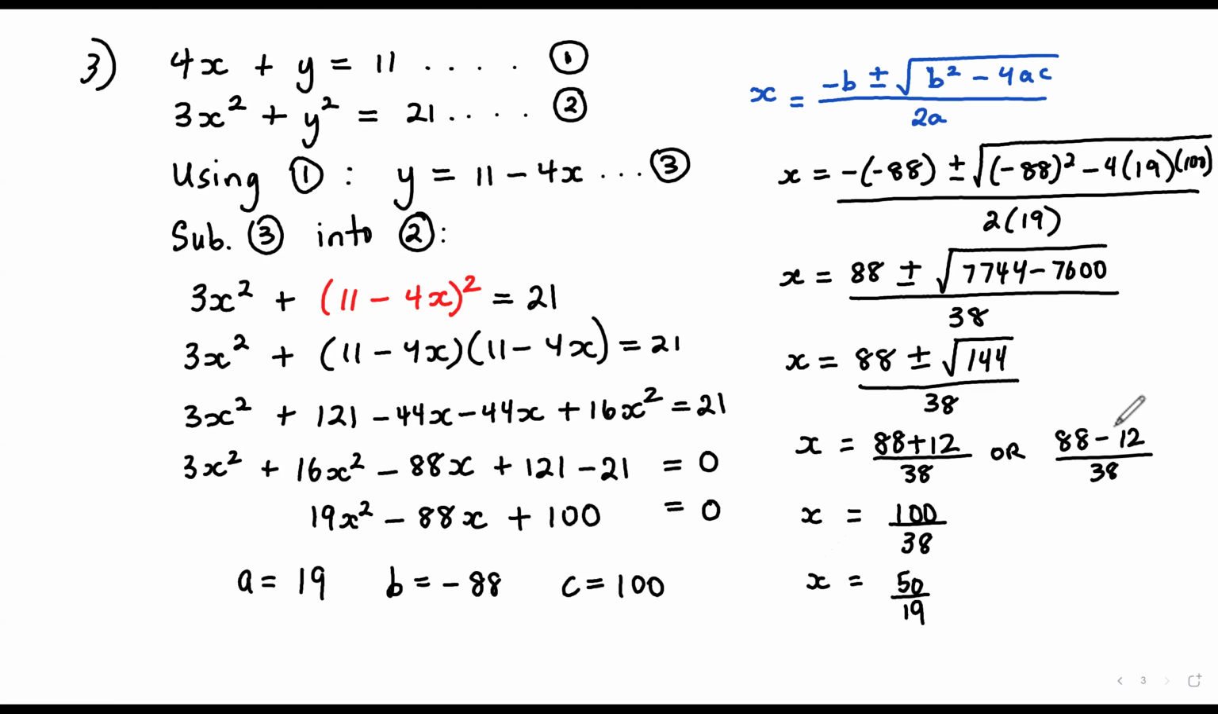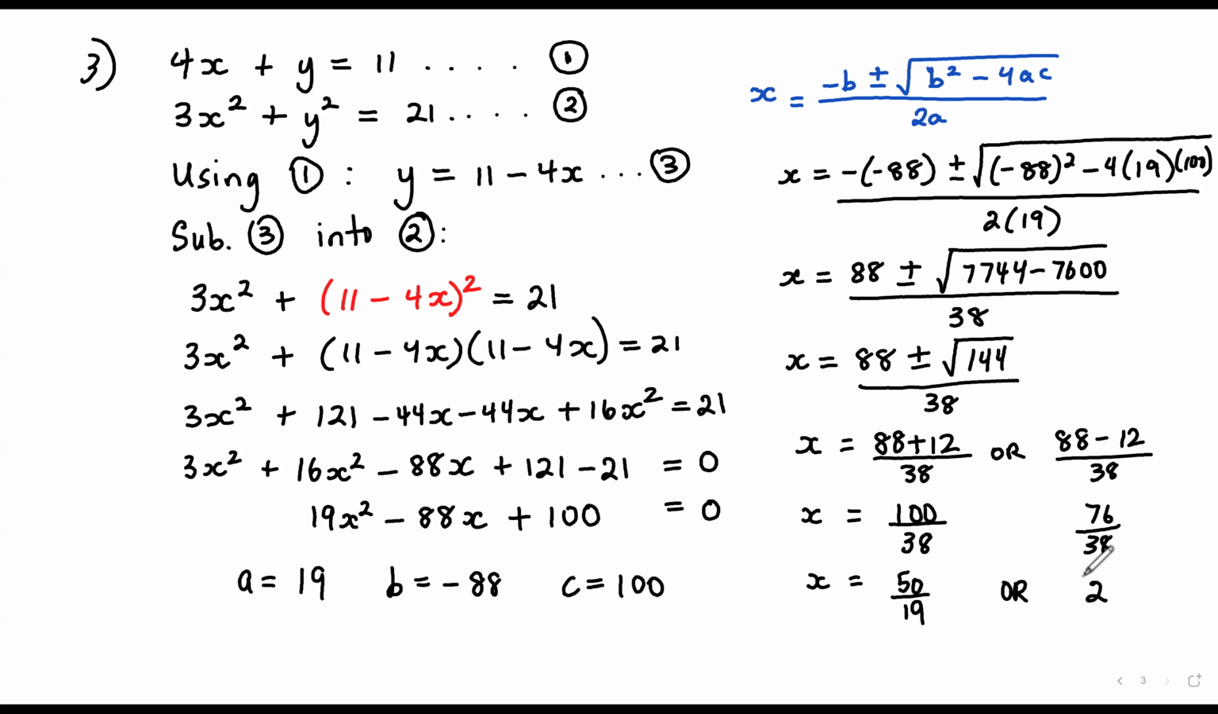Or 88 minus 12, which is 76 over 38. And again, that can reduce by 2. So 76 over 38 is, 76 divided by 2 is 38, so it's actually 2. So the solution would be x is 50 over 19, or 2.